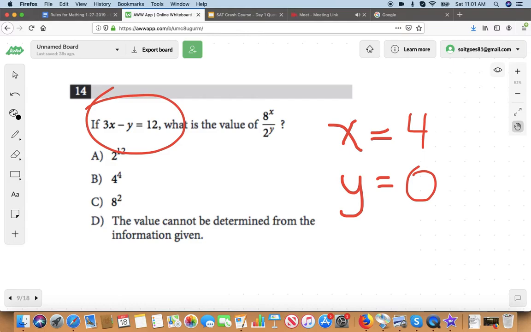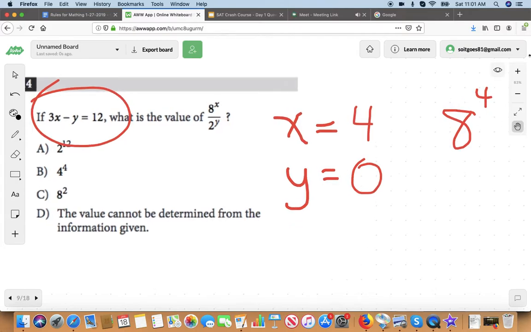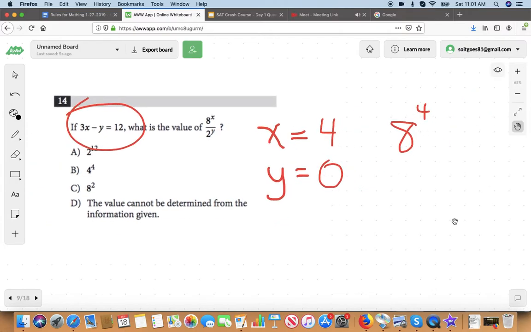And we'll get 8 to the power of 4. Move over here on the whiteboard. We'll get 8 to the power of 4 over 2 to the power of 0. What's anything to the power of 0? I'm guessing you learned this at some point, but you forgot. Do you remember or no? No, I don't think so. So anything to the power of 0 is 1. Okay.